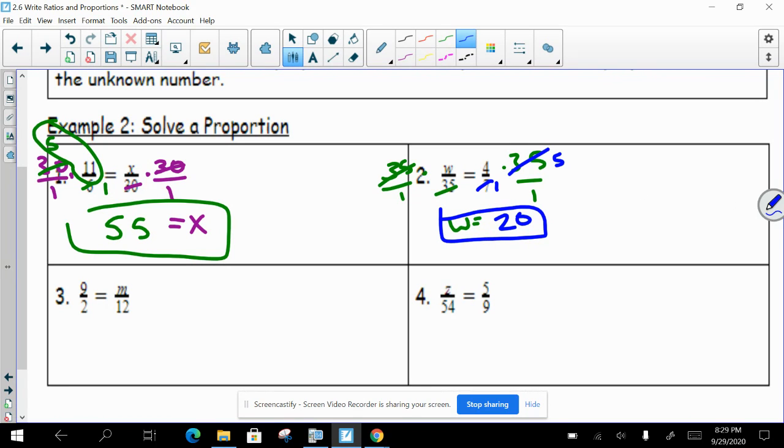Right, so I'm going to pause the video, or well, you will be paused, and you will get to try numbers 3 and 4 yourself.